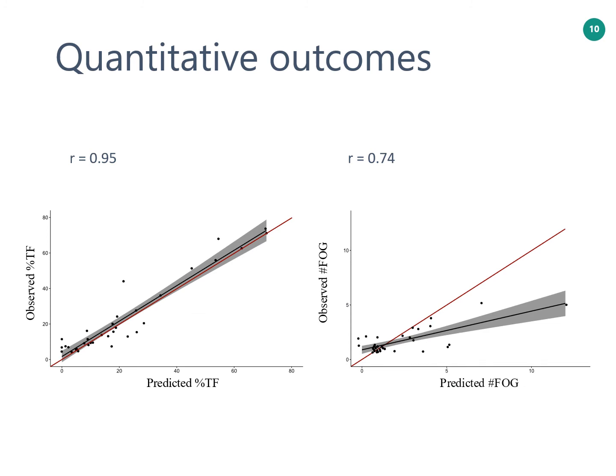From the segmentations, we can then compute two quantitative outcomes, namely the percentage time frozen and the number of freezing episodes. The percentage time frozen is defined as the cumulative duration of all freezing episodes divided by the total duration of a standardized trial. And here we observe that the correlation between the model and the manual annotations of a clinical expert are very high. However, for the number of freezing episodes metric, we do observe that the model tends to significantly overestimate the number of episodes.